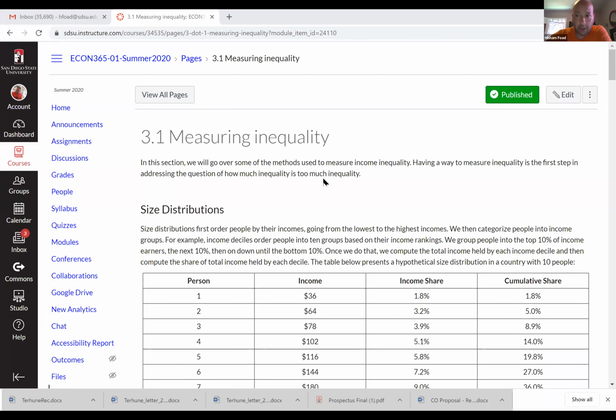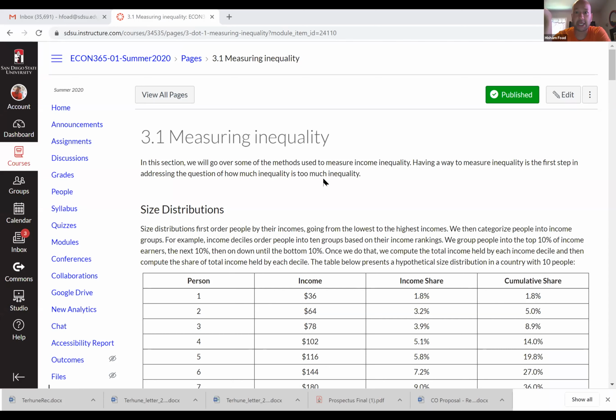This is basically what you have on your Canvas page, and this is section 3.1 on measuring inequality. The whole purpose of this is we want to get some kind of way to look at and measure the degree of, in this case, income inequality, but you could use these same tools to measure inequality in any number of different things.